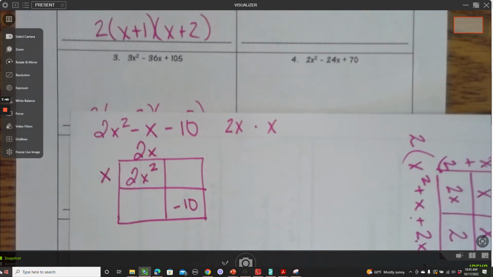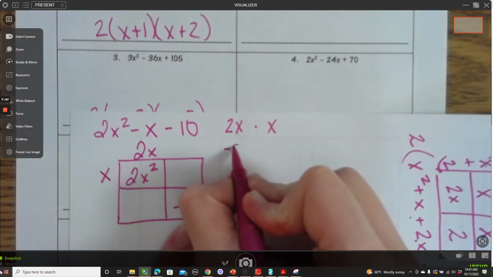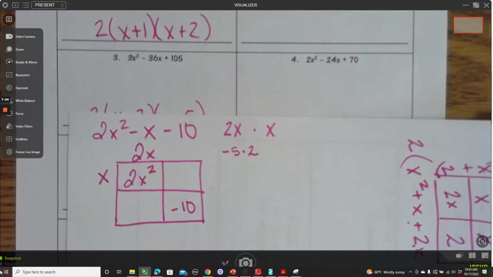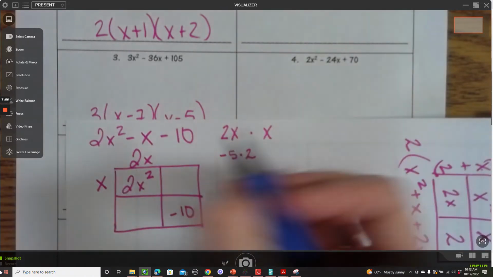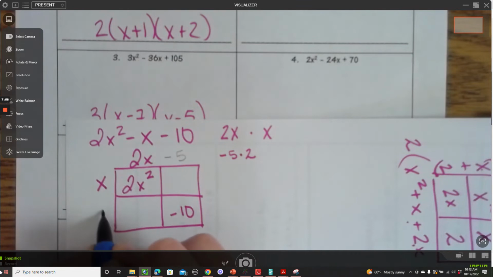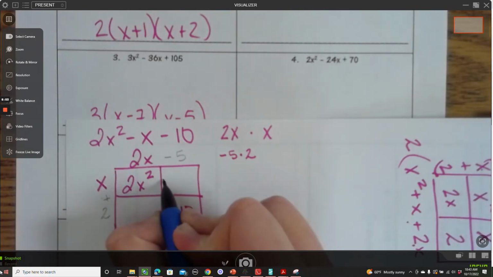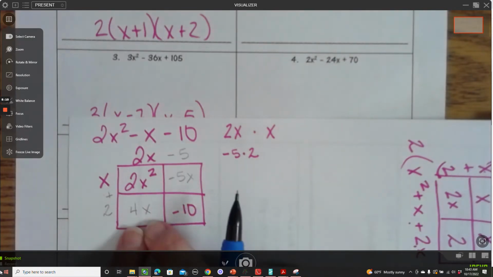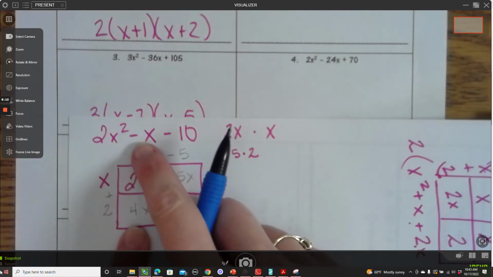Okay. What do I have to multiply together to get a negative 10? Negative 5 and positive 2. Okay, so if I do a negative 5 times a positive 2, here's where you just have to start playing. If you want to get your dry erase boards out, go for it. So let's just say I put a negative 5 here and I put a positive 2 here. So negative 5 times x is a negative 5x. 2 times 2x is a 4x. And then here's how I check it. 4x minus 5x. Does that give me a negative x?